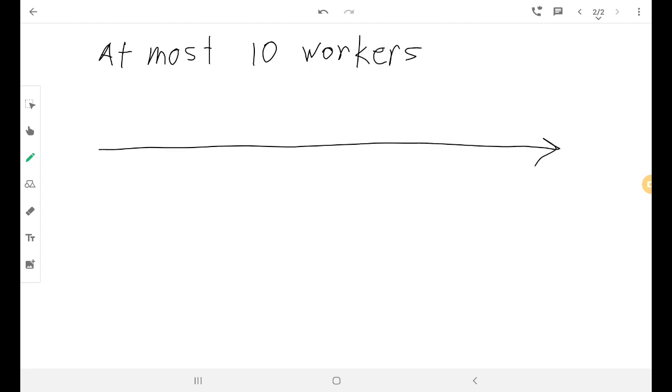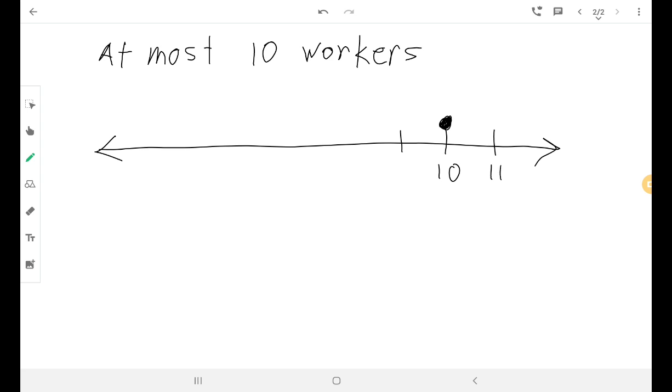Let's say at most 10 workers. Okay, again, let's look at a number line. Let's mark a 10. Can you include 10? Well, in this case, yes, 10 would work, right? At most 10 workers means I could have 10 workers.